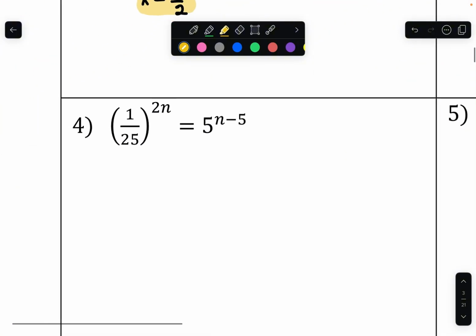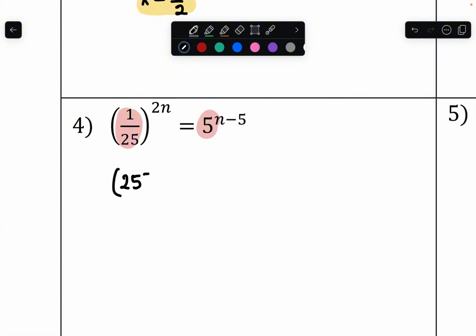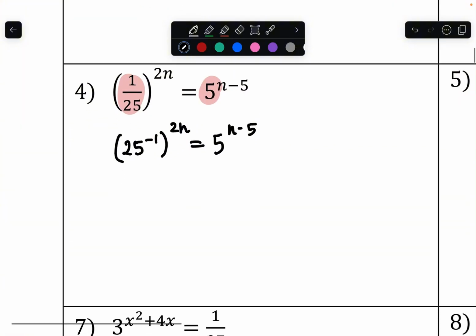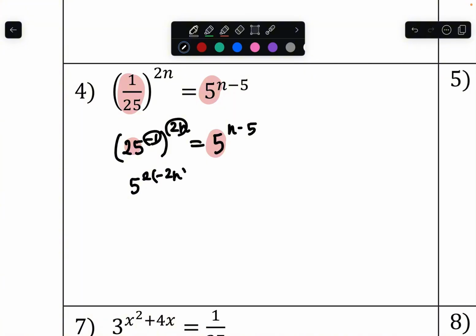Okay, for this next one, we have a base of 5. And then over on this other side, we have a 1 over 25. And so the first thing I want to do is rewrite that as 25 to the -1 power so that it's not a fraction. We want to use exponents. And now we have a base of 25. And so to make our 25 and 5 match, we can rewrite 25 as 5 squared. We already have this -1 and the 2n together, so we're going to have to multiply by -2n.